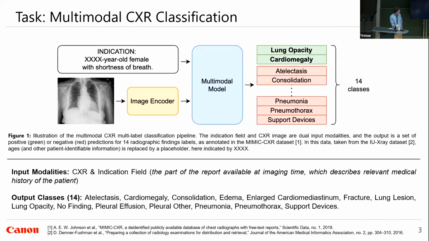And the 14 classes we are interested in are listed below, and are atelectasis, cardiomegaly, consolidation, edema, enlarged cardiomediastinum, fracture, lung lesion, opacity, pleural effusion, pleural other, pneumonia, pneumothorax, and support devices. And there is an additional class, no finding, when the scan is normal.